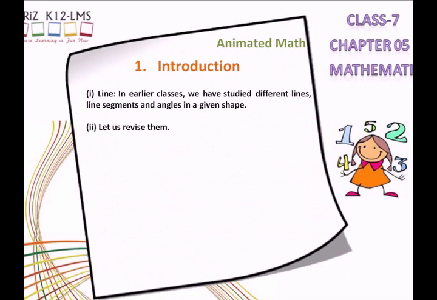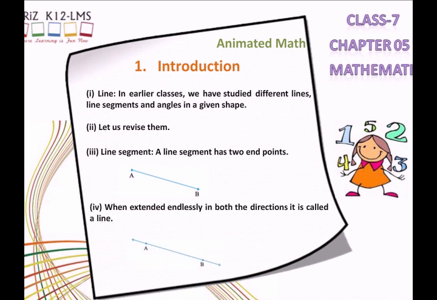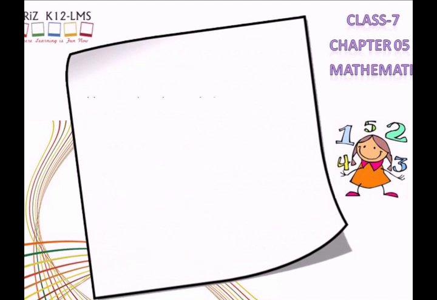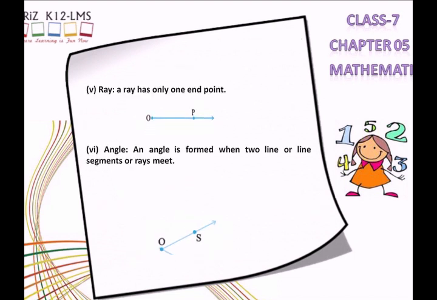Let us revise them. Line segment. A line segment has two endpoints. When extended endlessly in both the directions, it is called a line. Ray. A ray has only one endpoint. Angle. An angle is formed when two lines or line segments or rays meet.